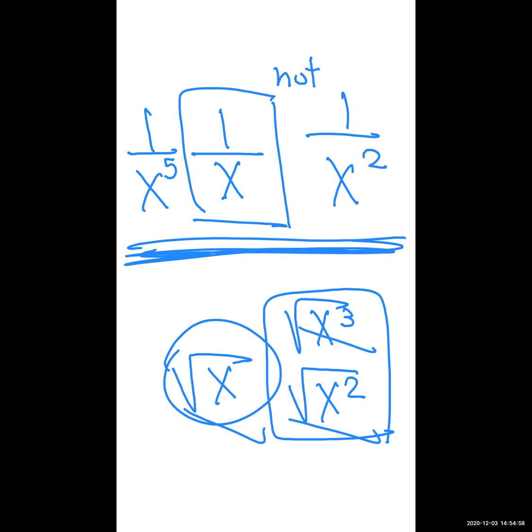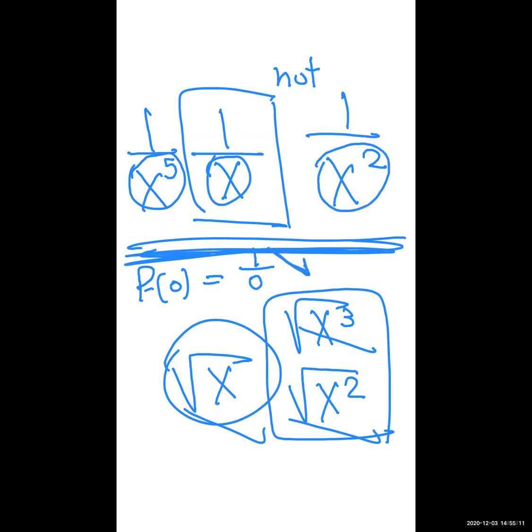Why? Because if I want to get f of 0, now x will equal 0. So 1 over x, or x power 5 or x power 2, it will be 1 over 0. Do we have a value for 1 over 0? No, it's not defined. That's why we said if it becomes 1 over a variable like x, it's not a polynomial. Okay, guys?